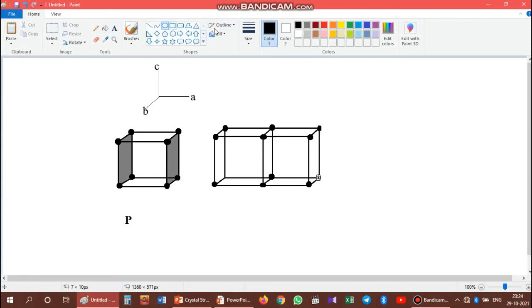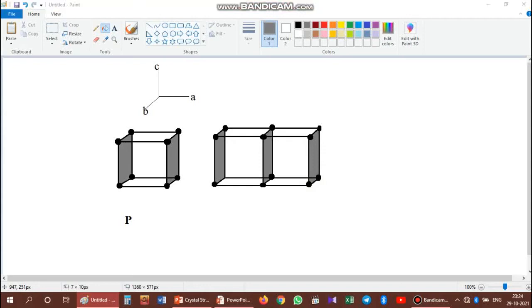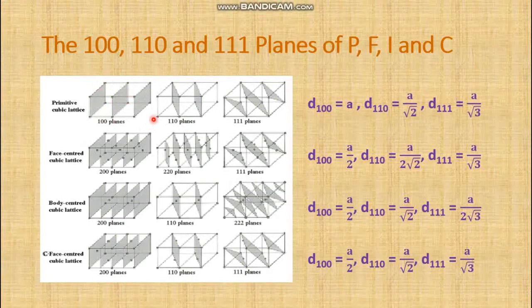So the planes are very easy to draw, the 1 0 0 planes. What are the 1 0 0 planes? This is the 1 0 0 plane, this is the 1 0 0 plane, and this is the third one. Okay, so these are all applicable for a primitive cell. Okay, so very simple. So this is done. Similarly, this one and this one can also be done.